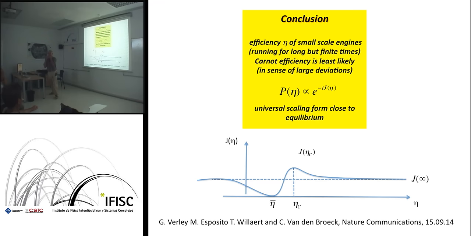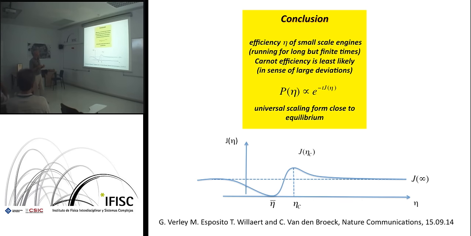So what is the conclusion? What we showed is that you have a small machine, you let it run for a long time, and you measure the efficiencies. You measure long enough, it converges to the standard efficiency, which obeys the Carnot inequality, so it will be below Carnot. But you can, by accident, find Carnot efficiency.